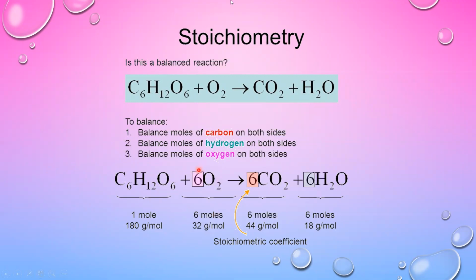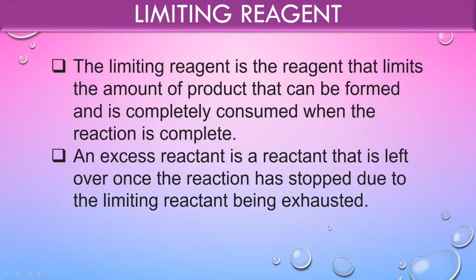After balancing the given chemical equation, here you can see that glucose has to react with 6 moles of oxygen to obtain 6 moles of carbon dioxide and 6 moles of water molecules. Now, 1 mole of glucose weighs 180 grams, whereas 1 mole of oxygen weighs 32 grams, 1 mole of carbon dioxide gives 44 grams per mole, and 1 mole of water is equal to 18 grams.